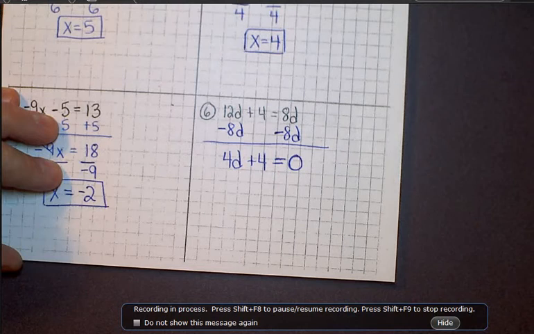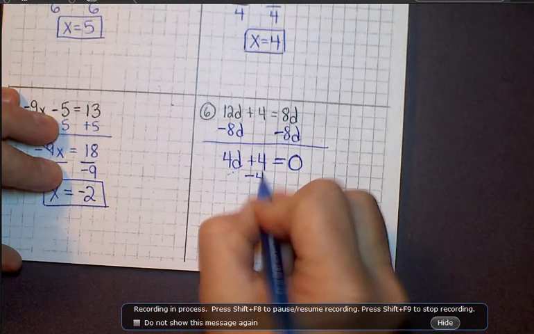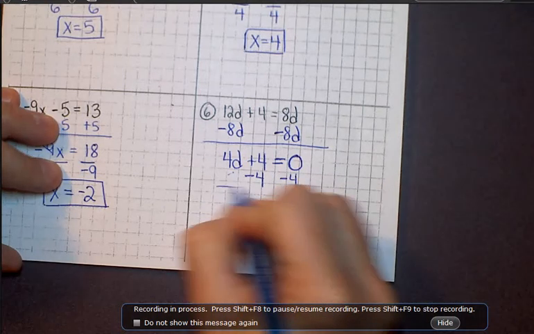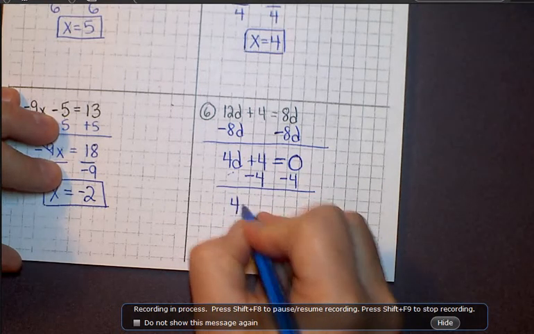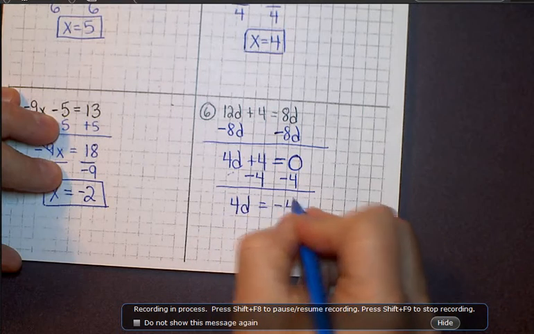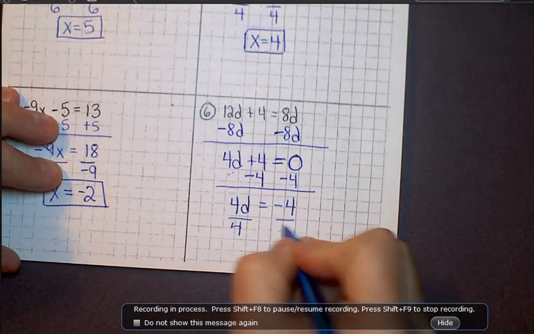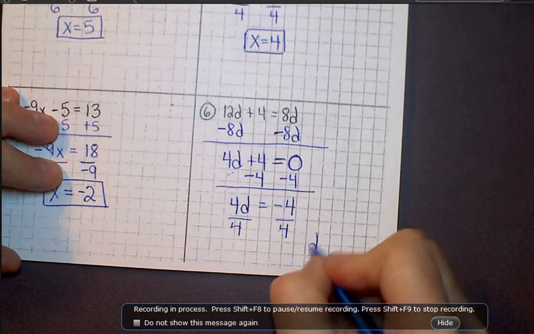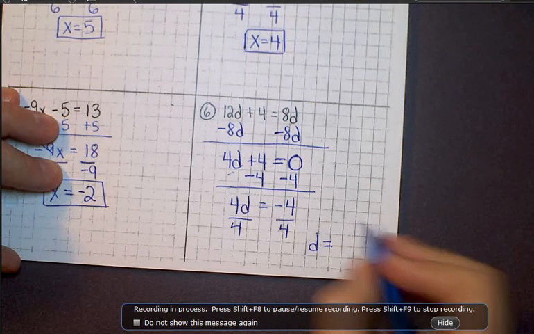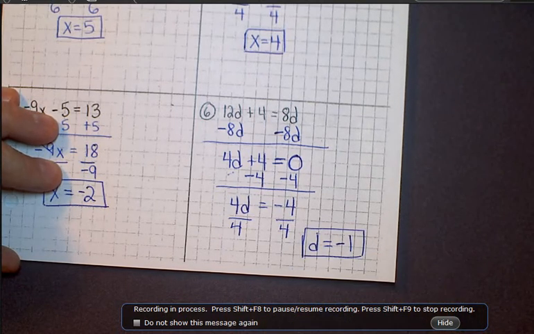Now again, my goal is to get d by itself. I'm adding 4 to d, so I'm going to subtract 4. Bring down your result. Notice every time I do something, I draw a line and bring down my result. 0 minus 4 is negative 4. Then I divide by 4, and I'm going to wind up with d is equal to negative 1. And then that was that first turn-in.